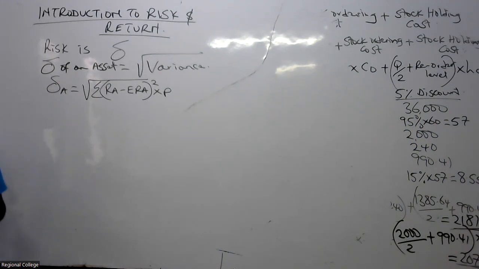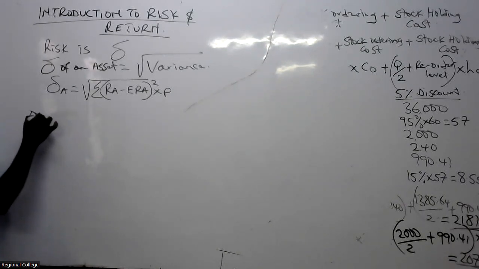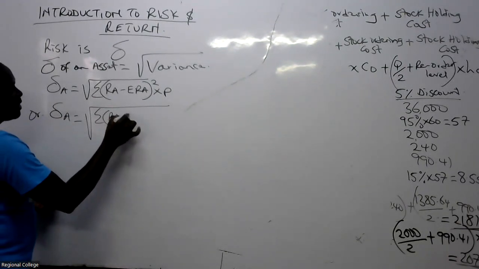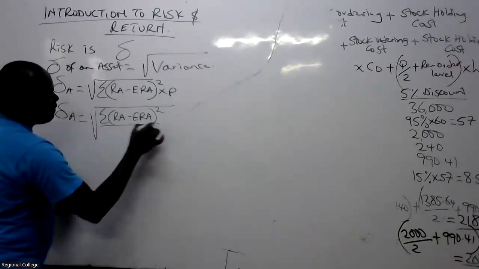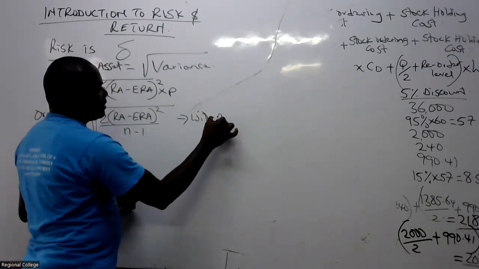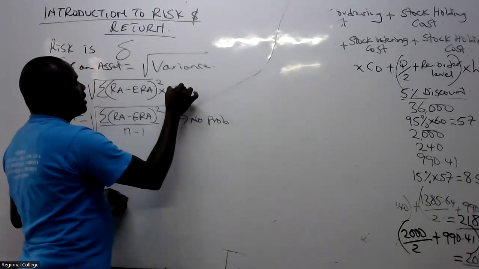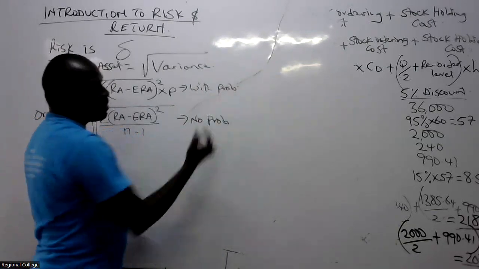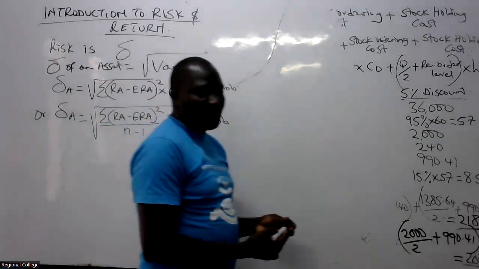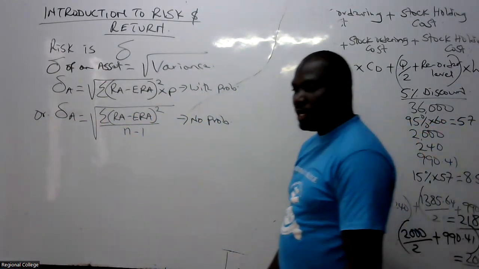So returns of A minus expected returns of A, squared, times the probability. Or the standard deviation of A shall be the square root of the summation of the return of A minus expected returns of A, squared, divided by N minus 1. Without probability, N is the number of outcomes. But we have the returns expected maybe for 5 years. So our N becomes 5 minus 1.